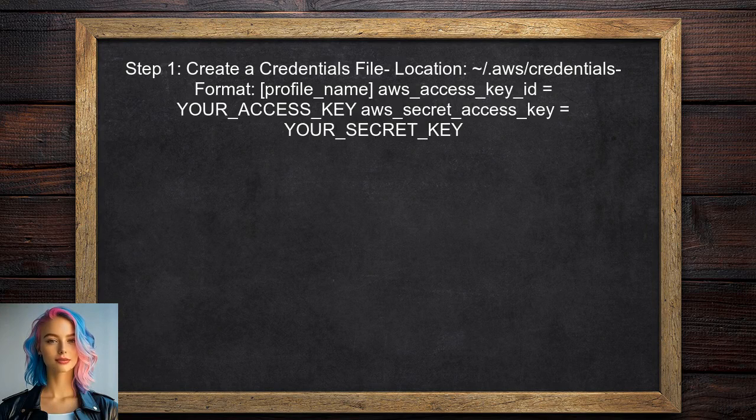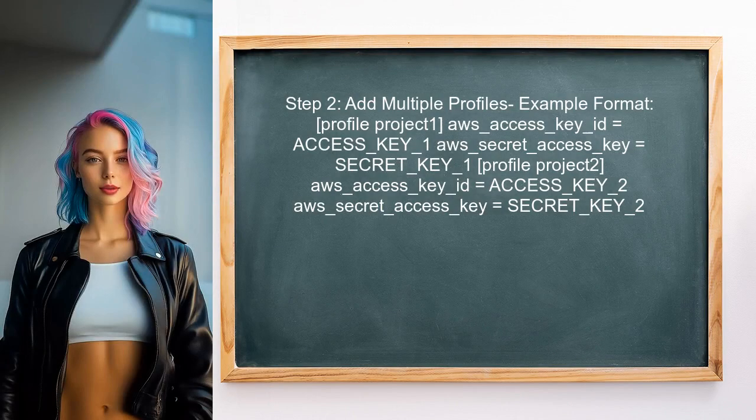This file is typically located in the user's home directory under a folder named .aws. Next, the user should add multiple profiles to this credentials file. Each profile should have its own section, clearly labeled with the profile name.